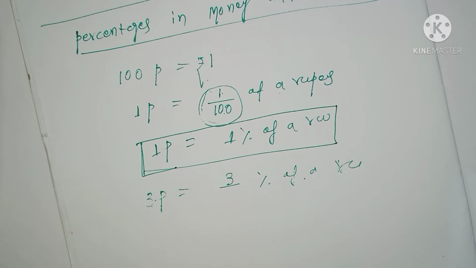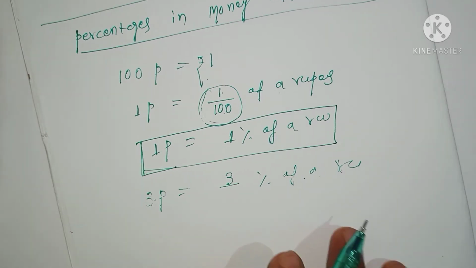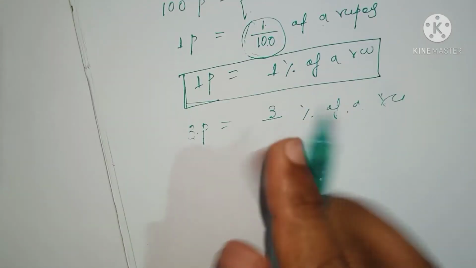How will it come? If 1 paisa is this much, then for 3 paisa you multiply by that number. Similarly, for gram, milliliter, liter, everything will follow the same process. Let me do one example, then this will be clear.